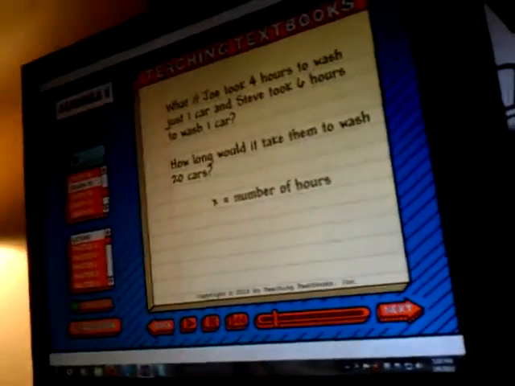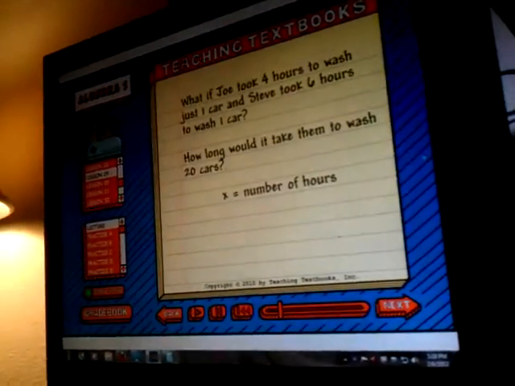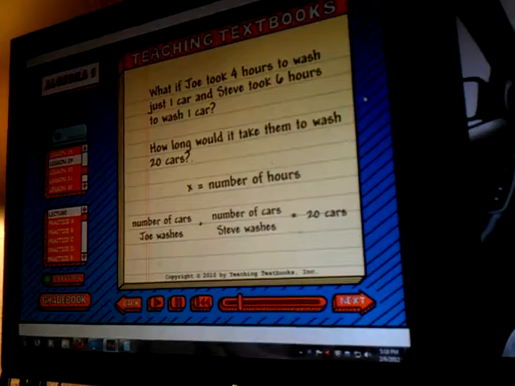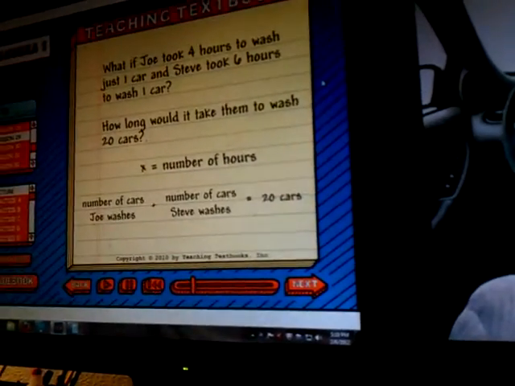Let's solve that problem. The first step is to define the thing we're trying to find. So x has to equal the number of hours that they have to work to wash 20 cars. And now let's set up the equation as words. It'll be just like before. The number of cars that Joe washes plus the number of cars that Steve washes has to equal 20 cars. And then we need to write expressions for each of these.